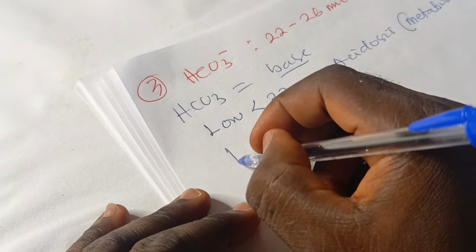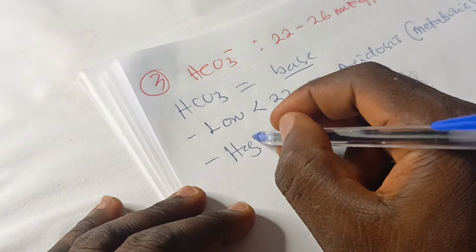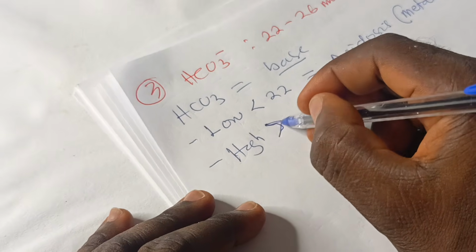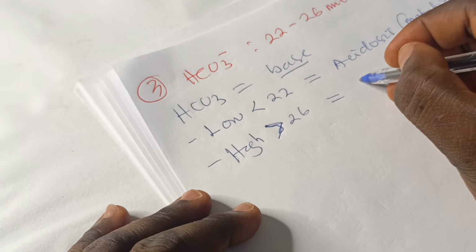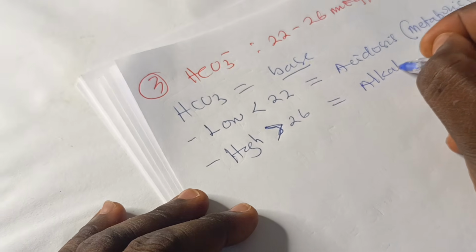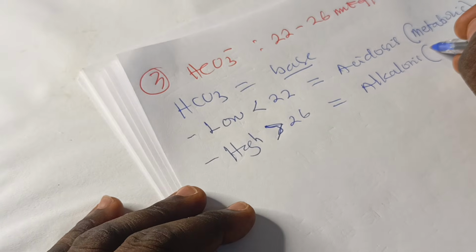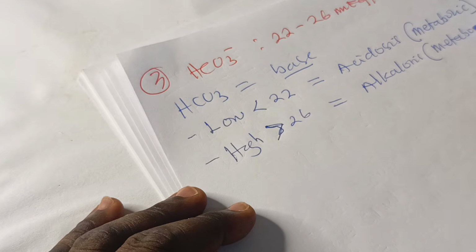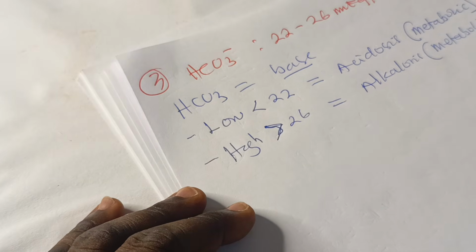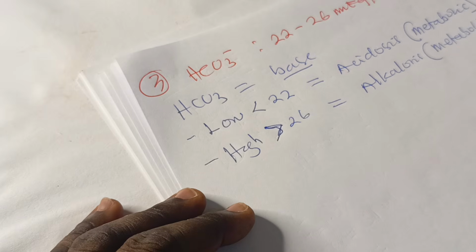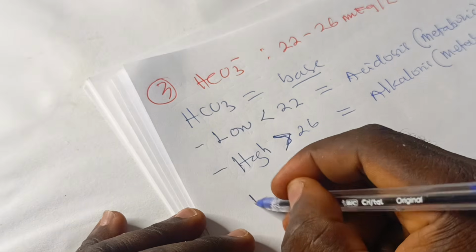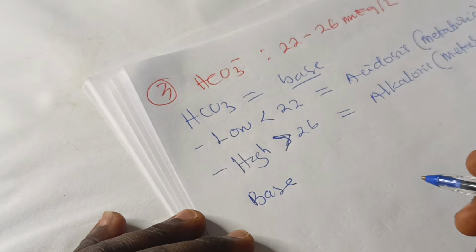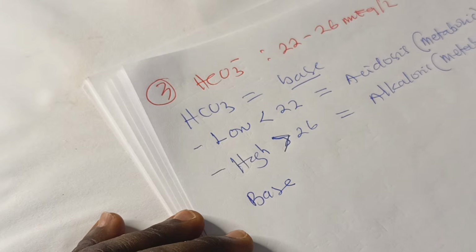Okay. Then higher amounts, that is greater than 26, will lead to what? Alkalosis. And again, this is metabolic. So again, I'm emphasizing bicarbonate is a base. Because it is a base, low base will cause acidosis and high base will cause alkalosis.